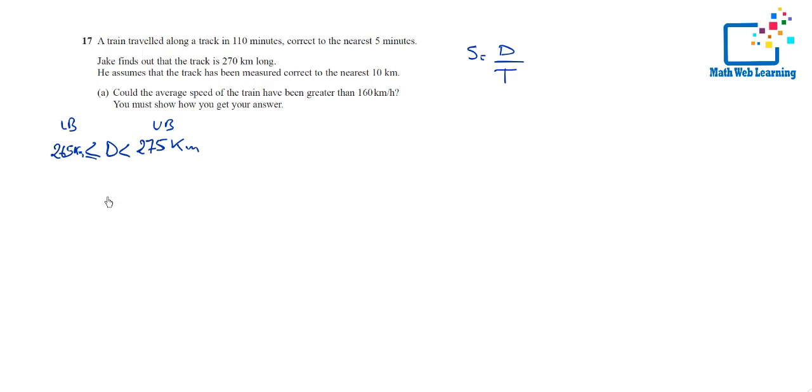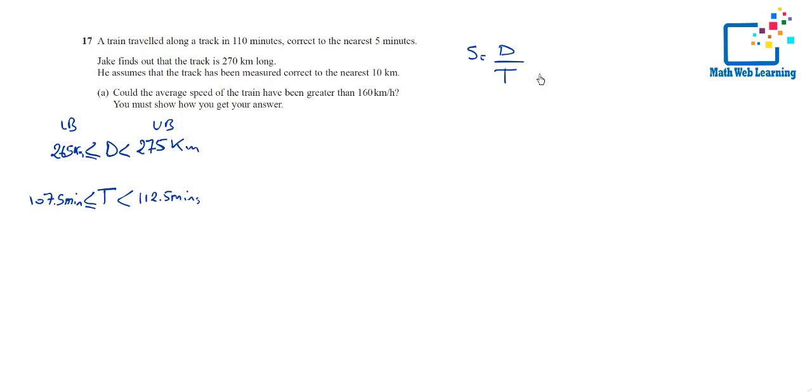Now for the time it's the same thing. The measurements are to the nearest 5 minutes, so the upper bound would be 112.5 minutes, and the lower bound would be 107.5 minutes. Now this is in minutes.